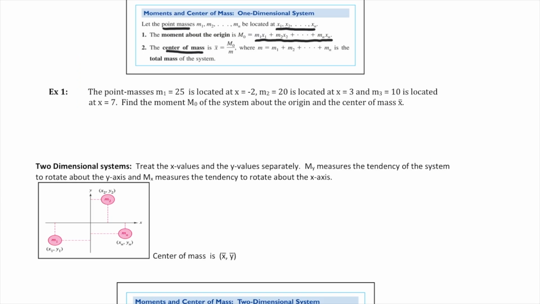For our first example, we're given all the masses of each of the objects placed on a line and where they are located. We're asked to find the moment of the system about the origin and the center of mass.